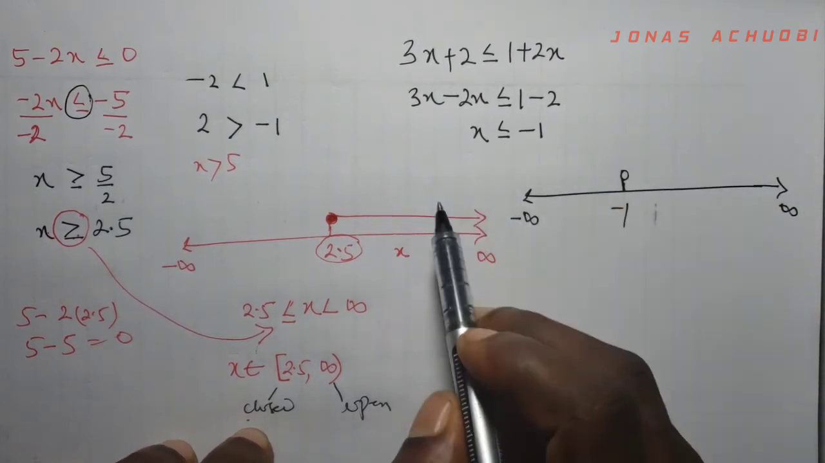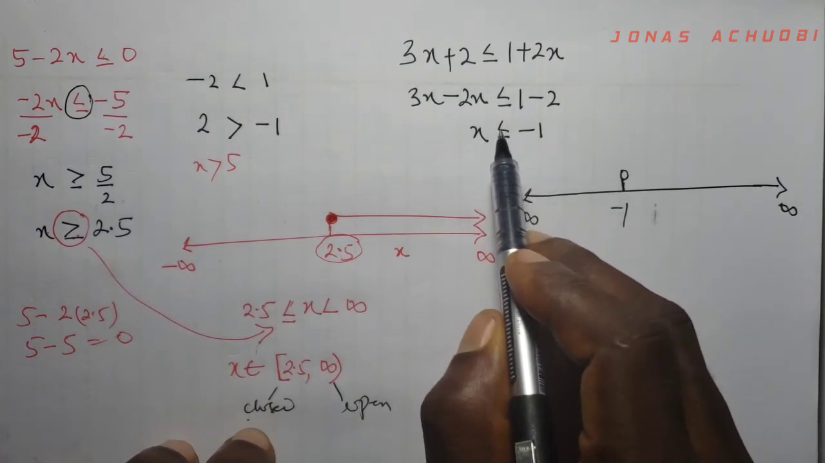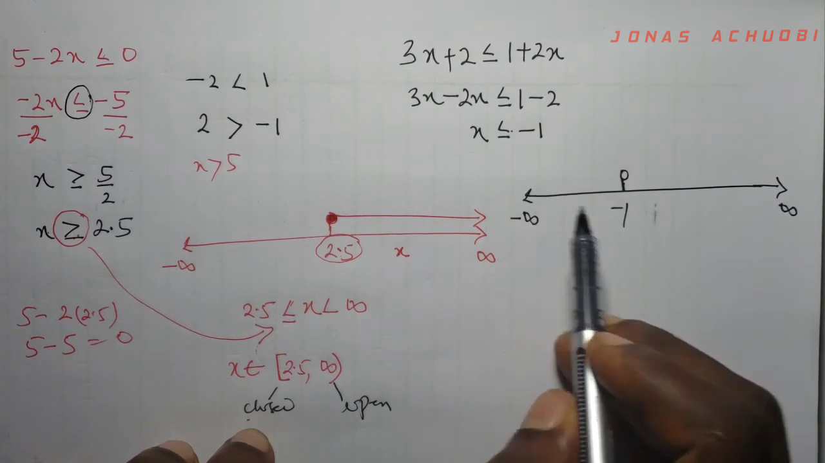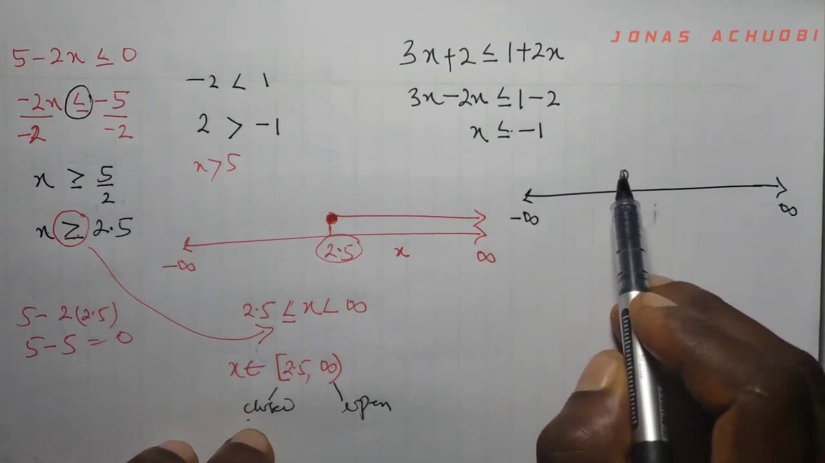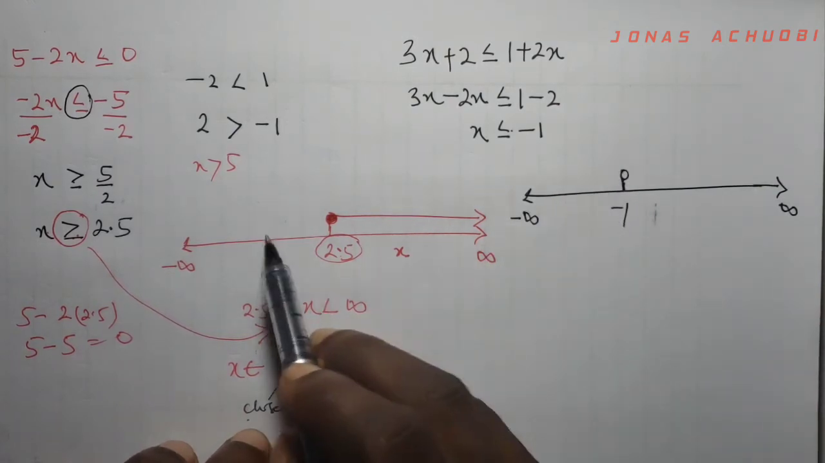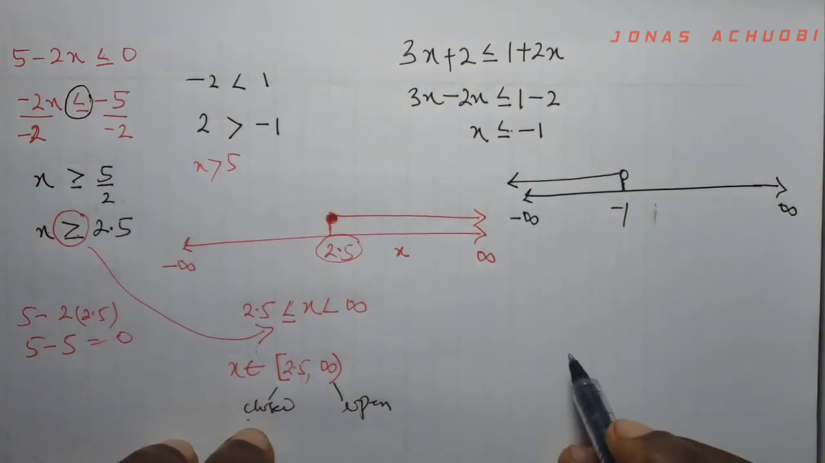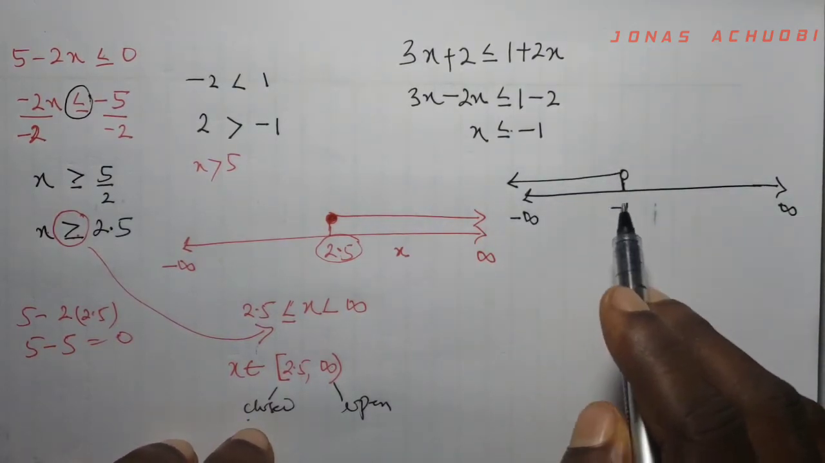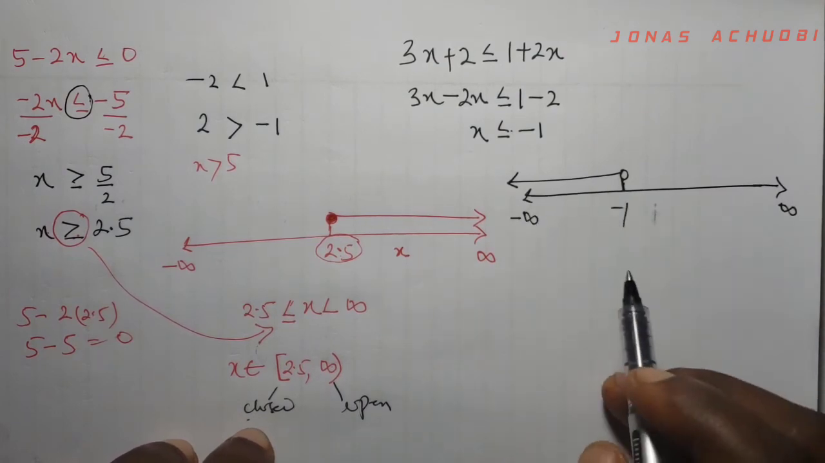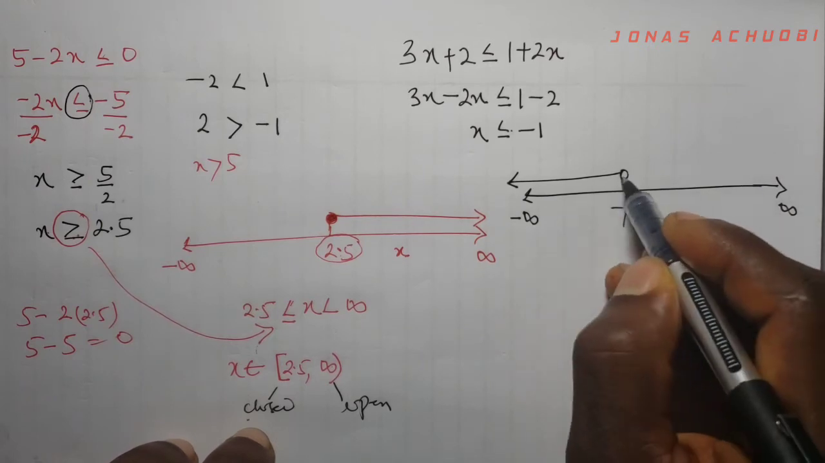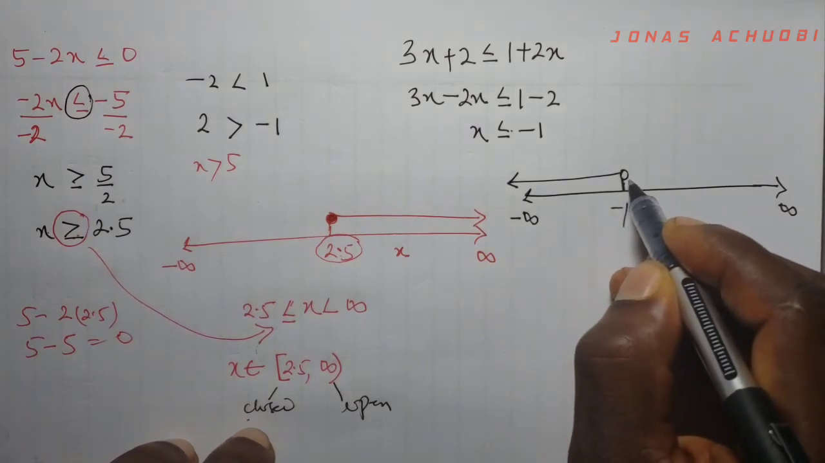We go back to the solution. X is less than or equal to negative 1. Once we say less than, all values that are less than negative 1 fall to the left of minus 1. So we draw our line this way with our arrowhead. So this simply means that all the values that are less than minus 1 are in the solution set. The next question is, should this ball above minus 1 be shaded or not?